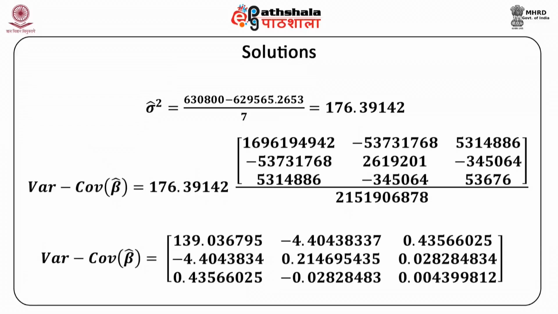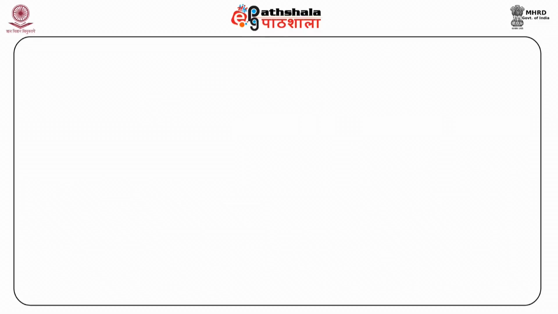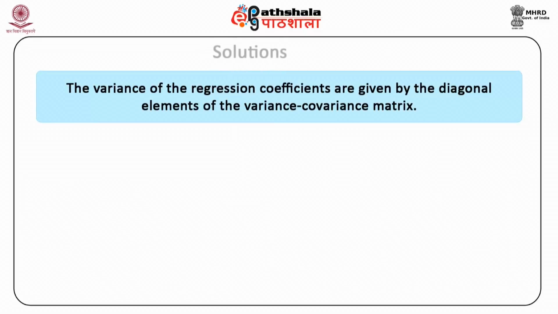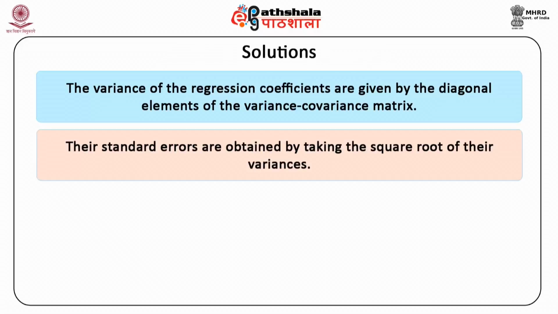So our variance covariance matrix of beta hat comes out to be a simplified value on substitution of this sigma hat square value and other values, and it is in this matrix form which you can see before you. The variances of the regression coefficients are given by the diagonal elements of this variance covariance matrix. Their standard errors are obtained by taking the square root of their variances.